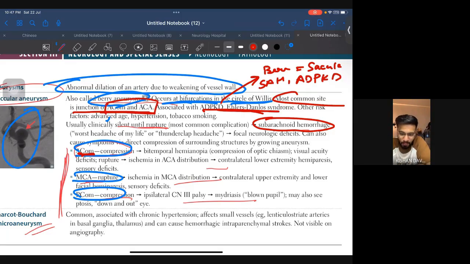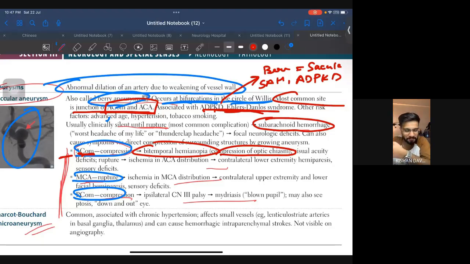These are the three points. Now, how they will ask this question: instead of naming the disease, they will say that if the anterior communicating artery is compressed, there will be bitemporal hemianopia, due to compression of the optic chiasma.